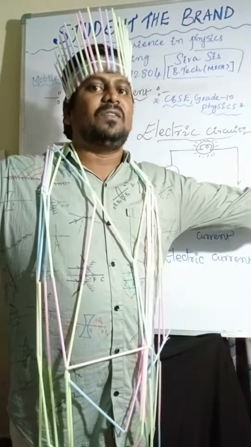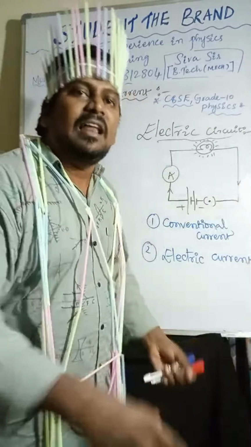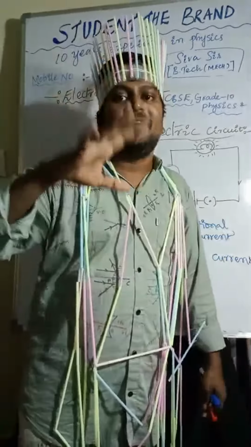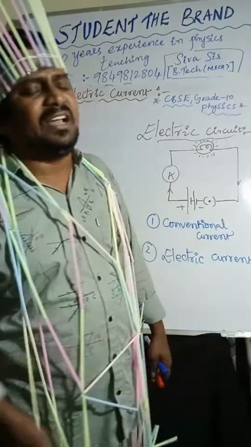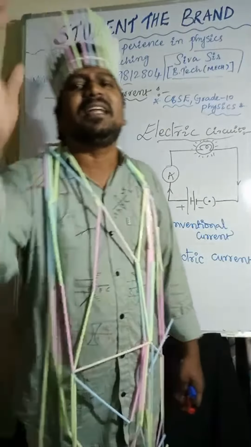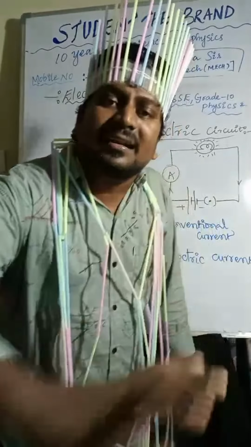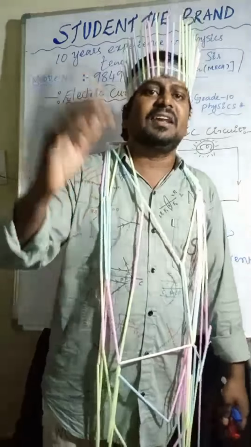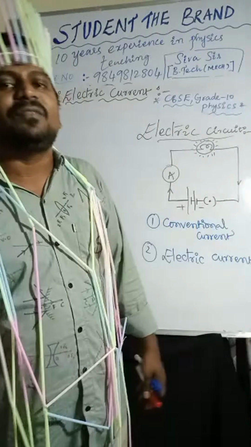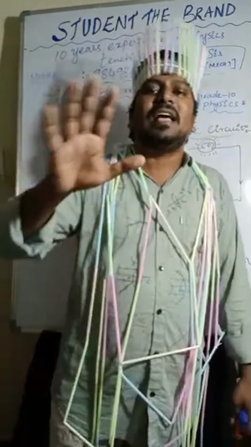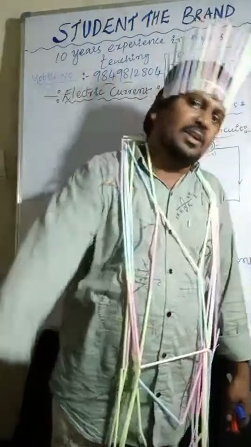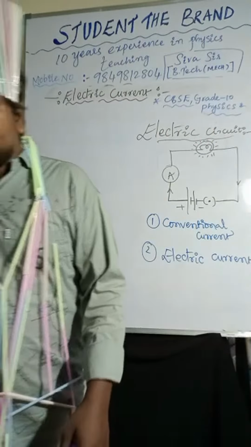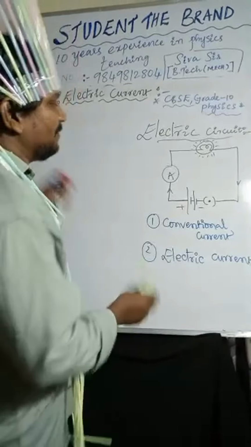This is about conventional current and electric current, and also this is the electric circuit. What is an electric circuit? A continuous and closed path of an electric current is known as an electric circuit. Yes or no?